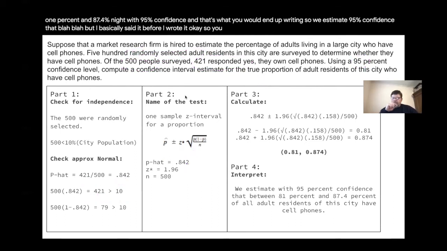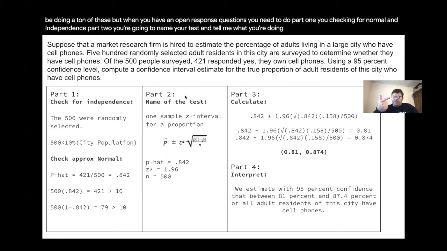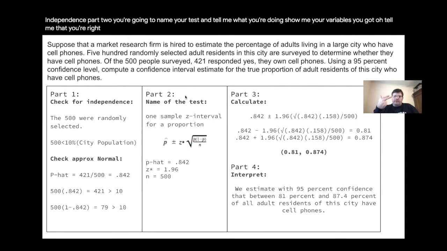So you have to write all this up. You're not going to be doing a ton of these, but when you have an open response question, you need to do part one, you're checking for normal and independence. Part two, you're going to name your test and tell me what you're doing. You show me your variables. You have to tell me that you identify all the variables. And then part three, you're going to do the calculation and interpret it. At part four, you have to write that concluding statement.